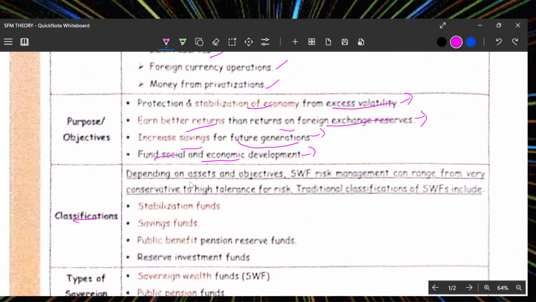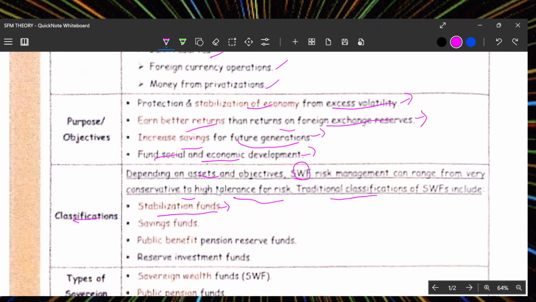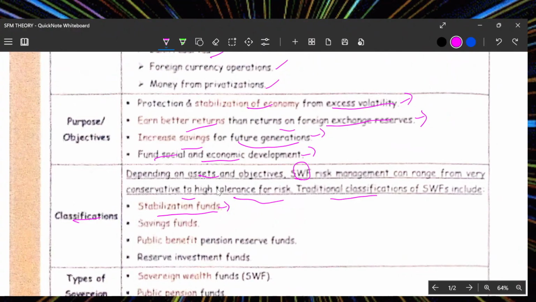Classification: how do you classify it? Depending on the assets and objectives, a sovereign wealth fund's risk management can range from very conservative to high tolerance of risk. The traditional classification of sovereign wealth funds starts with the stabilization fund. So for income and expense, we should have expenses of capital nature and revenue nature. We want to stabilize both to grow the country.